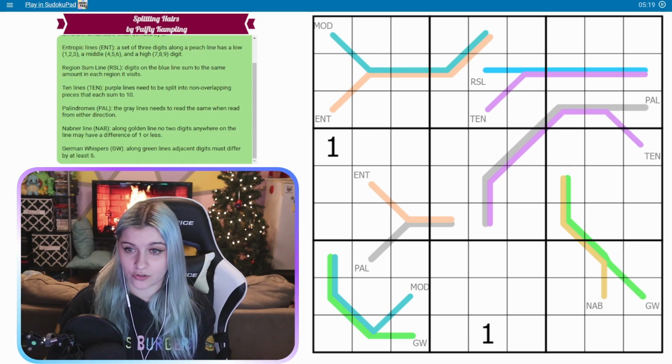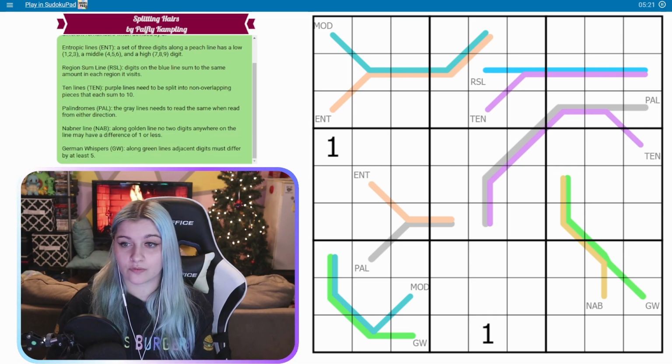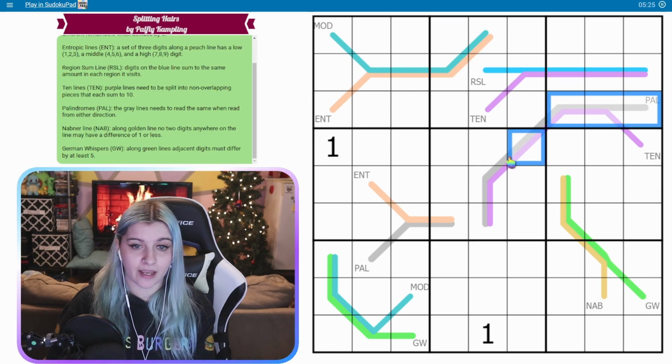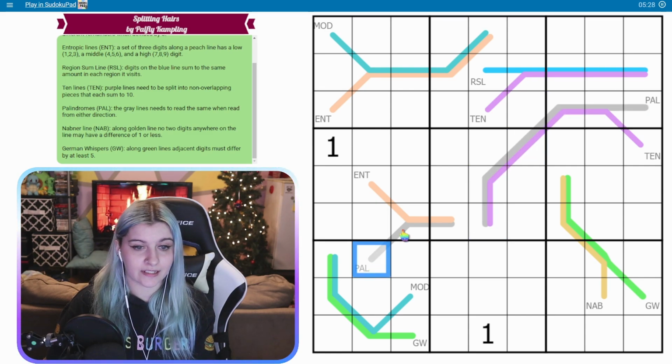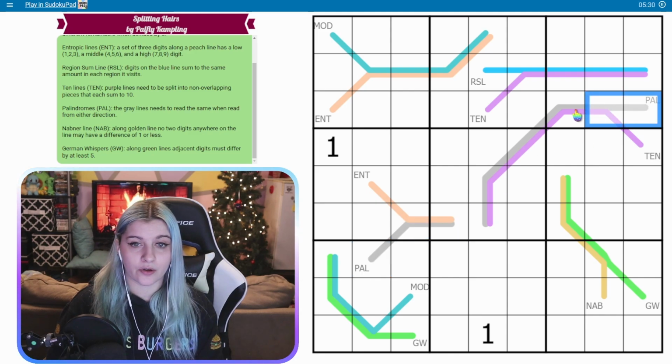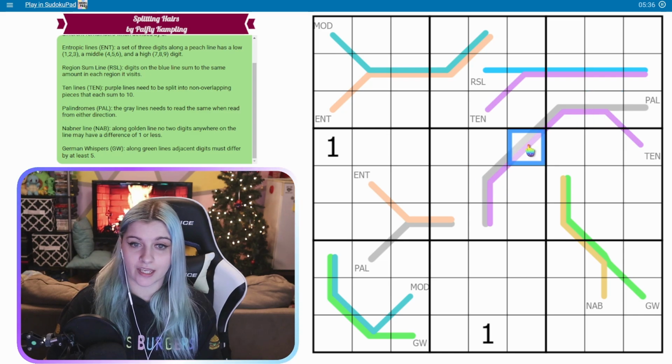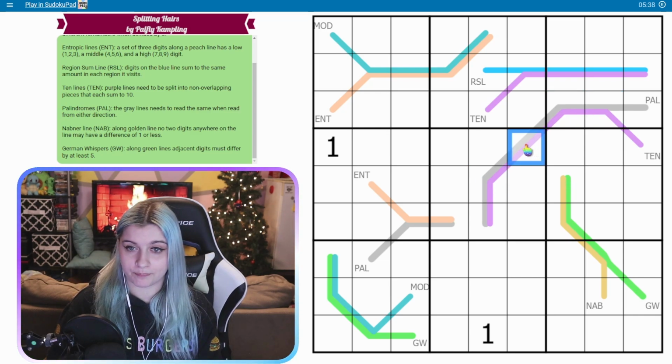Next we have palindrome lines. The gray lines need to read the same when read from either direction. So this is a palindrome line, and this is a palindrome line. So on palindromes, this digit and this digit are the same. This digit and this digit are the same, and these 2 digits will be the same.